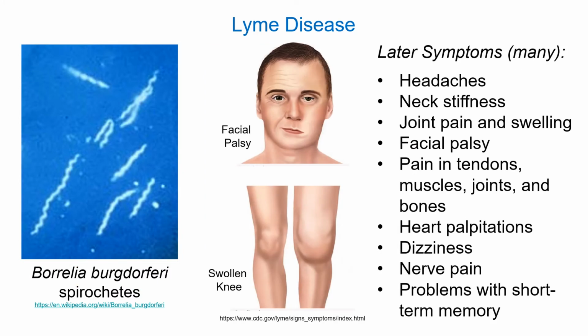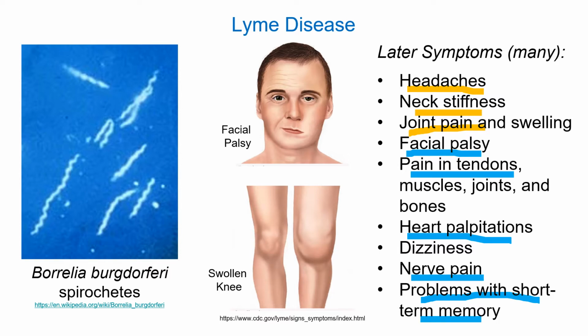So what are these later symptoms? There are many. These organisms, they can travel to all sorts of tissues and cause various complications and issues. You can see some of them relatively minor, things like headaches or stiffness or joint pain. Some of them are a little bit more noticeable. Facial palsy, that means paralysis in the face. Various pains people have experienced. Some more serious like heart palpitations, nerve pain, and even mental problems like short-term memory problems.